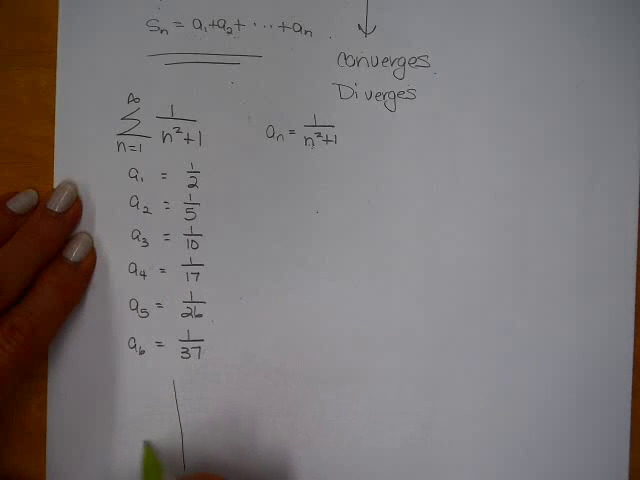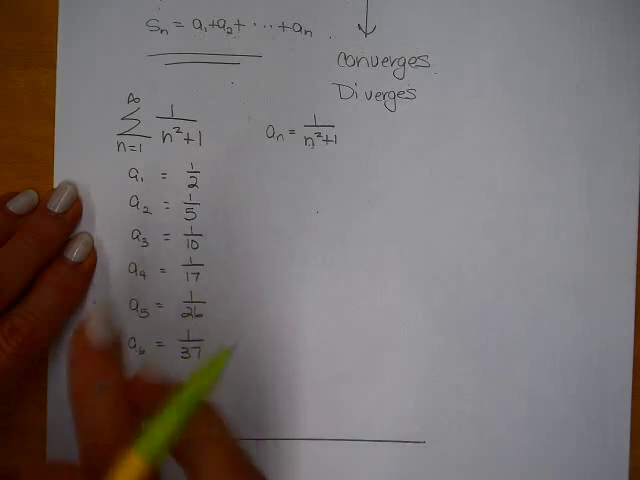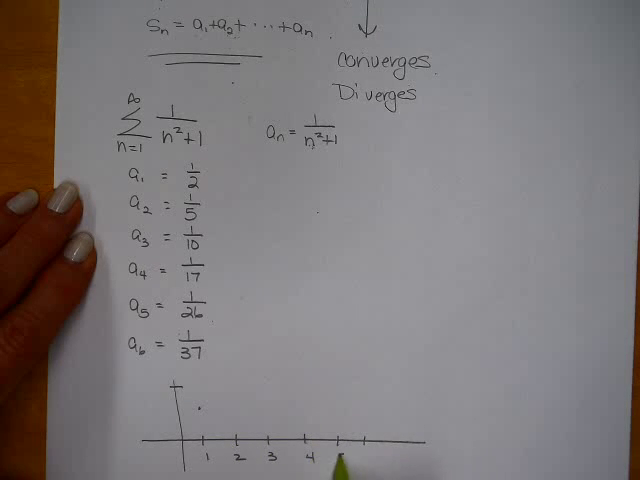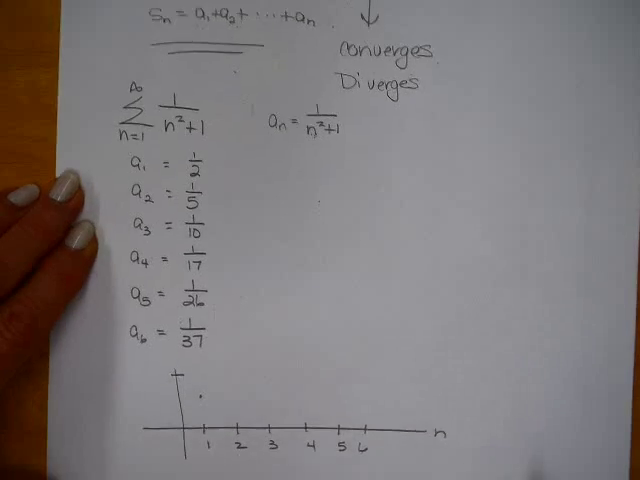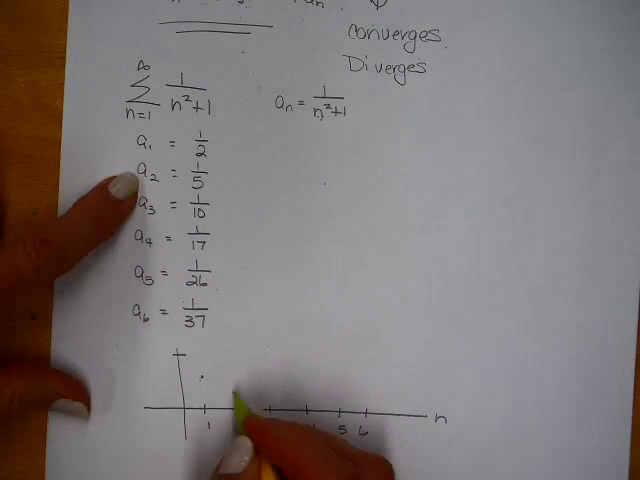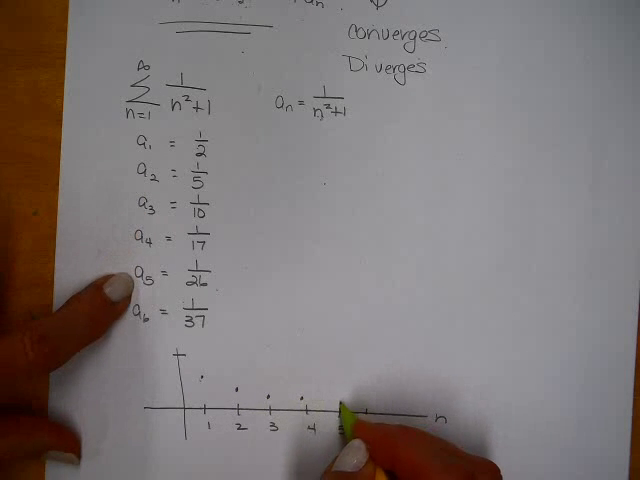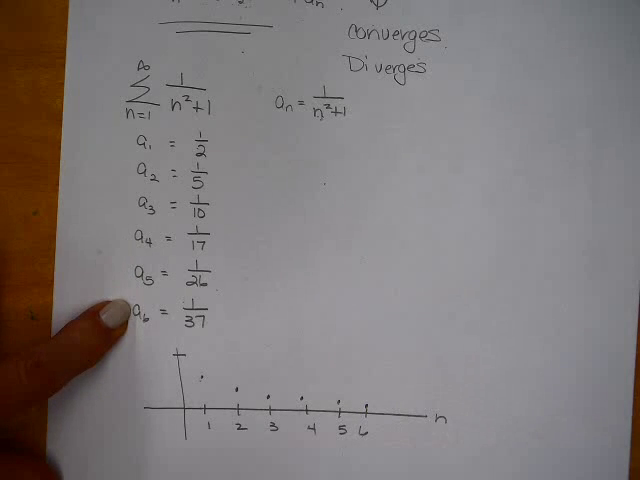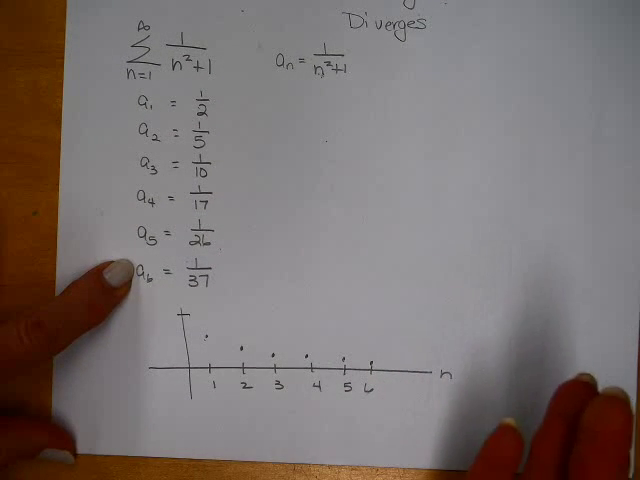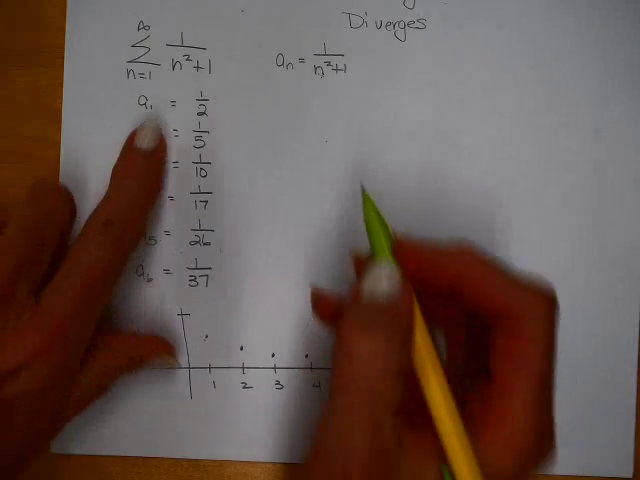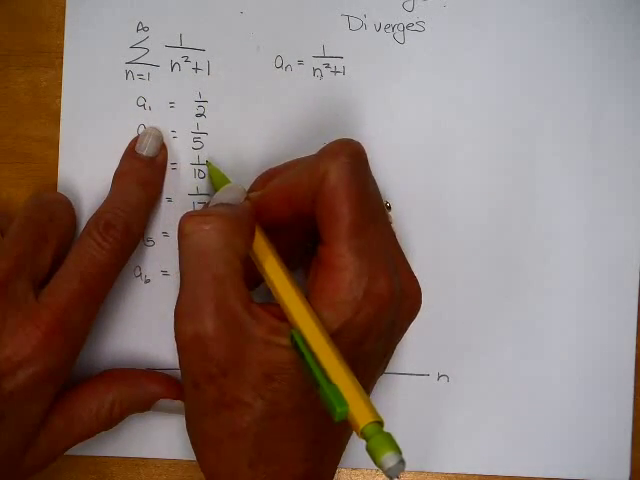In fact, if I looked at these terms of the sequence, if this is my n-axis down here, 1, 2, 3, 4, 5, 6, the first term is 1/2, the next one is 1/5, the next one is 1/10, the next one is 1 over 17, 1 over 26, 1 over 37. It looks like the terms of the sequence are approaching 0 is what that looks like to me. But that doesn't tell us about the sum. What if we take these and start adding them together?